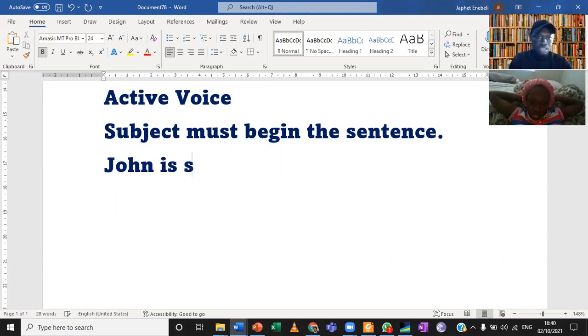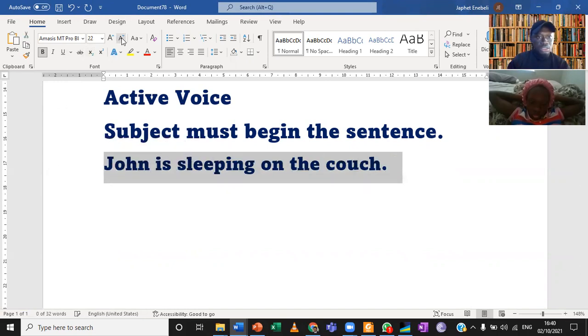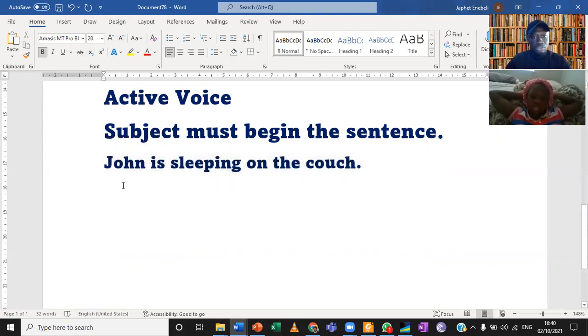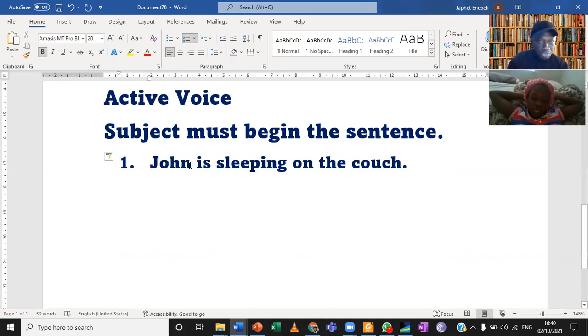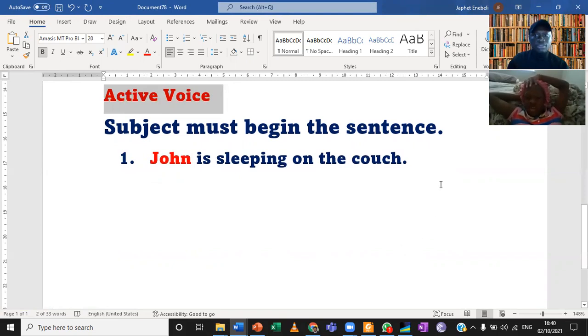John is sleeping on the couch. Now, this is active. What is the subject here, please? The couch. No, what is the couch doing? I meant John. Yes, John. Now, John is the subject, and as long as John begins the sentence, it is what? Active voice. Good. But I just want to clarify this before I give you something to do.